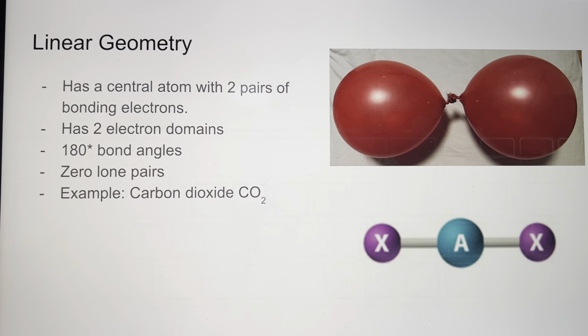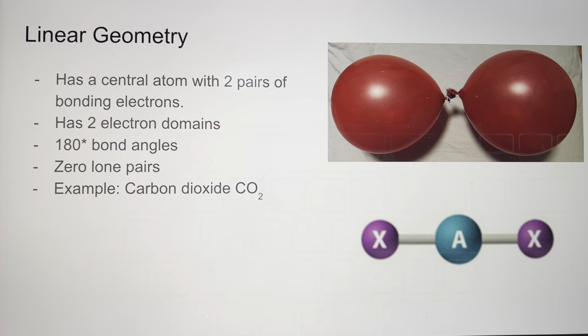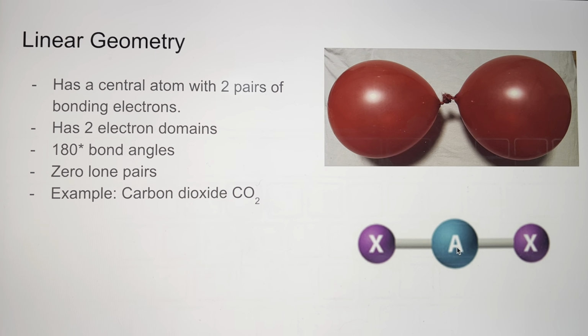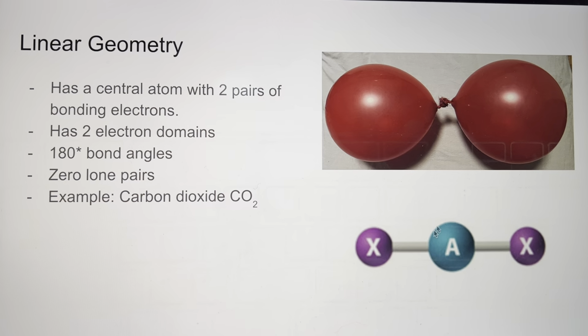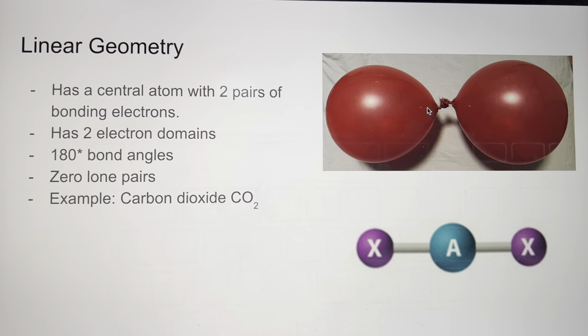So if you take a look here, I have 2 balloons bonded in the center here. I taped them together. Another way to look at it, obviously this is the 3D version. 2D version is down here. So you have the central atom with 2 pairs of bonding electrons. So this would be CO2.